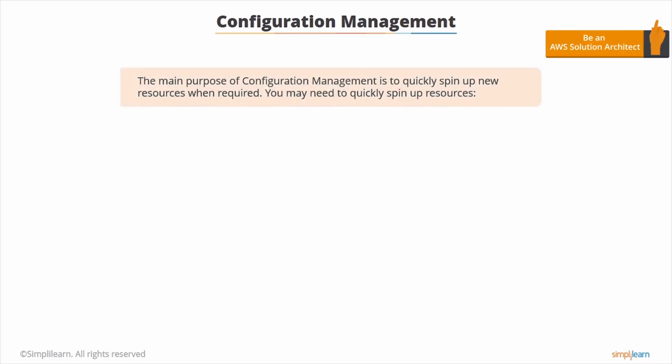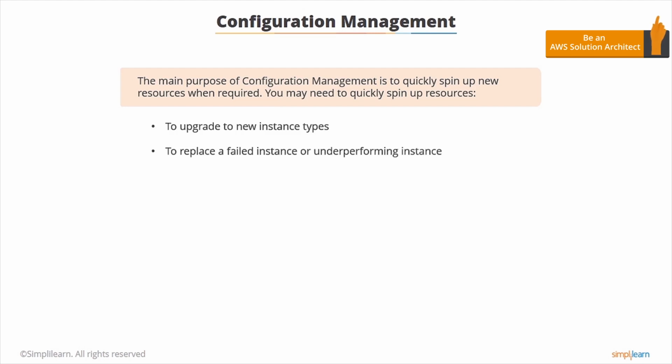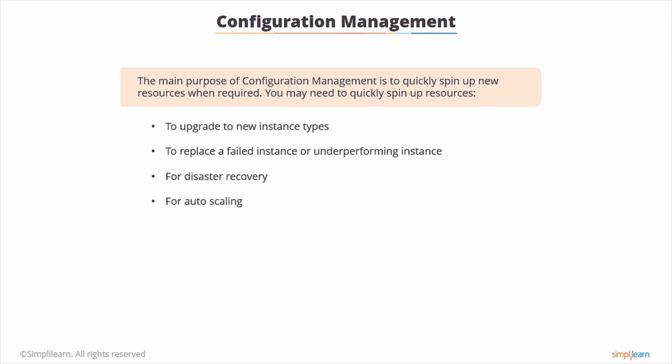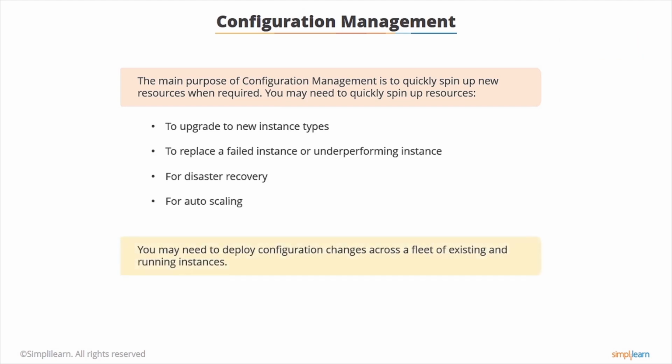The main purpose of configuration management is to quickly spin up new resources whenever required. You may need to quickly spin up resources to upgrade to new instance types, to replace a failed instance or underperforming instance, for disaster recovery, for auto-scaling. You may also need to deploy configuration changes to a fleet of existing and running instances.